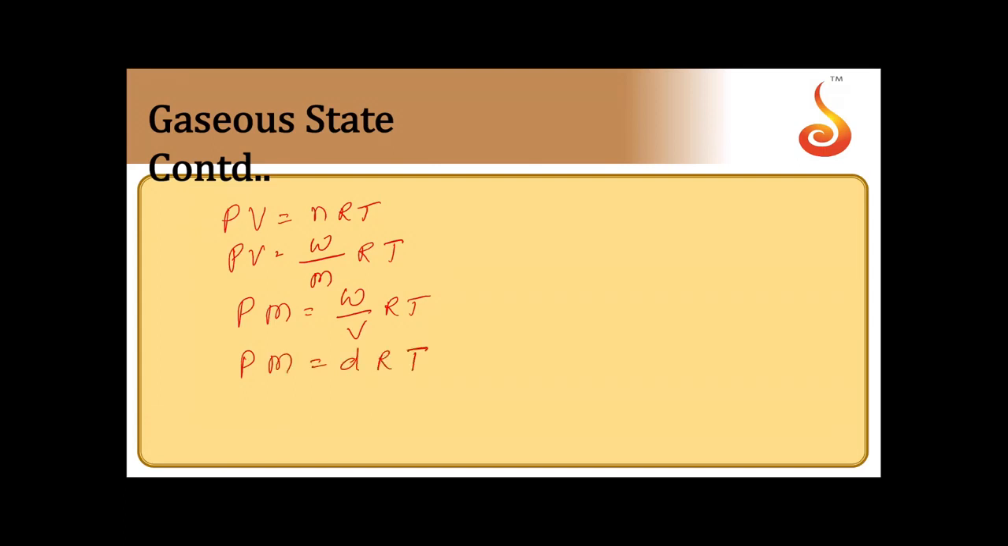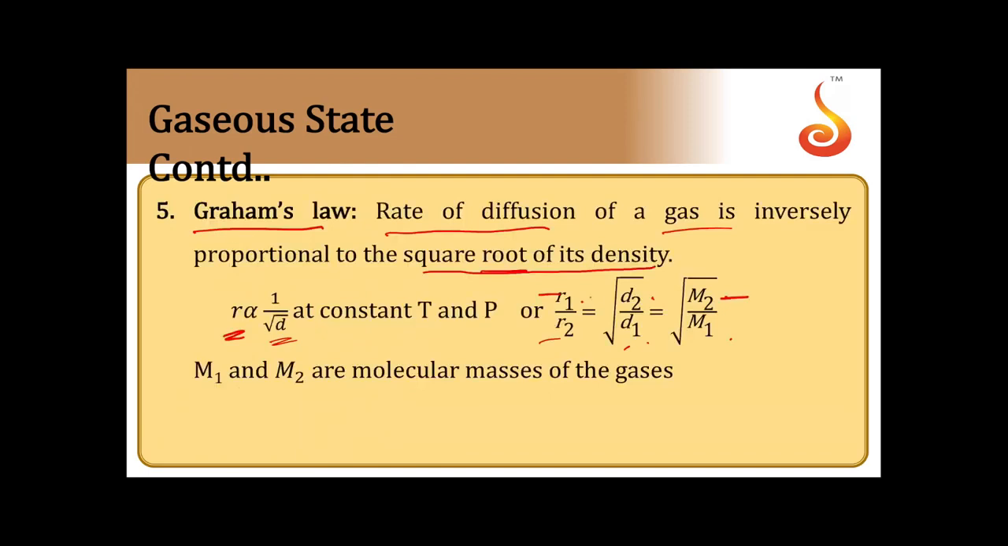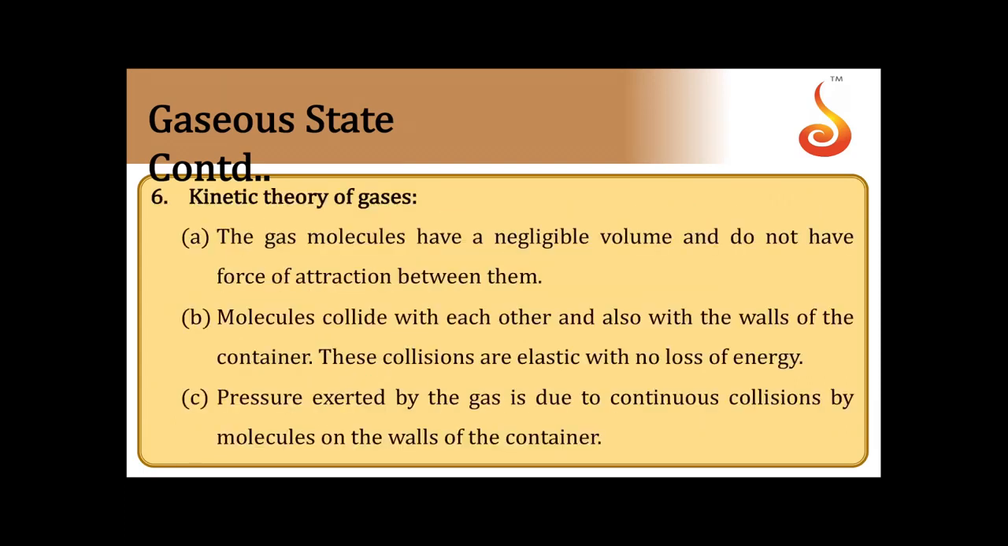So at a given temperature and pressure, if these two are kept constant here, we can say density of the gas is directly proportional to the molar mass. Therefore, density can be replaced by the molar mass in terms of proportionality. So we have R1 by R2 is equal to root of D2 by D1, or else root of M2 by M1. This is regarding Graham's law of diffusion.